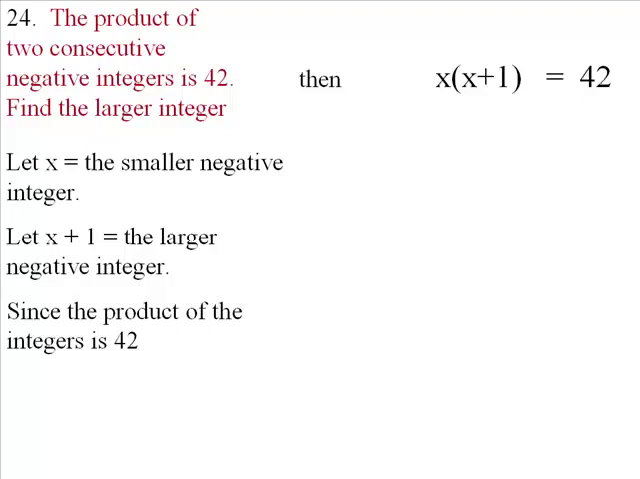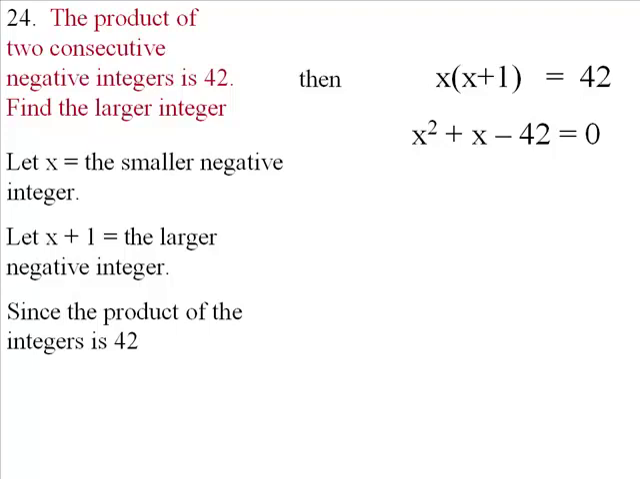So x times x plus 1 equals 42. Now x times x is x squared, and x times 1 is x. And that equals 42. Now if we subtract 42 from both sides of the equation, you end up with x squared plus x minus 42 equals 42 minus 42, which is 0.